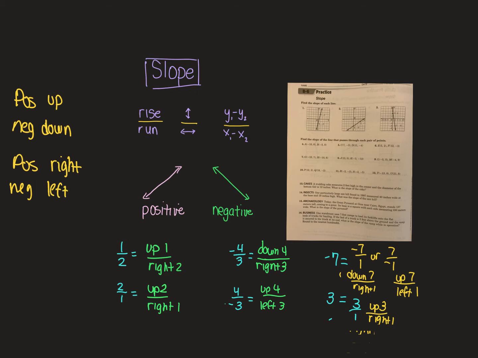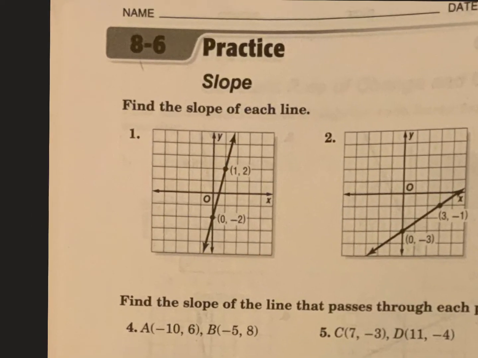Okay, so now let's put it into practice. We've got question number 1 right here. I can start at this dot and move to that dot, or I can start at this dot and come down to this dot. It doesn't make any difference. So I think I'll go up. So how many boxes did I go up? I went 1, 2, 3, 4.